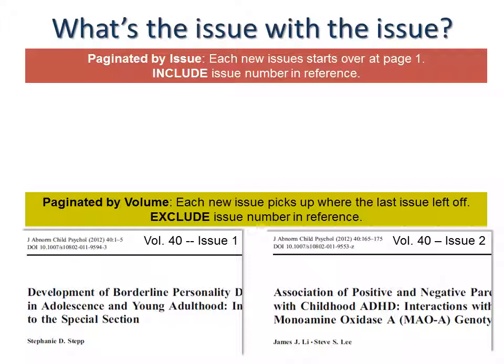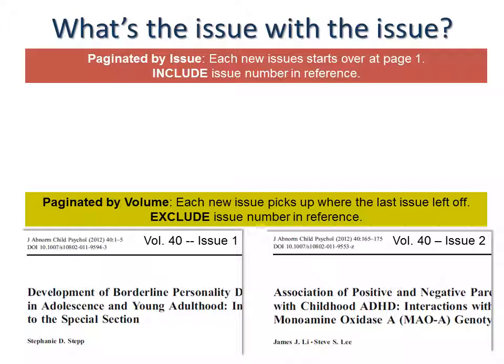All right. Now, you may have heard about this issue with the issue for journal articles. Each volume has with it a certain number of issues. So, for example, if a volume is published 4 times a year, there'll be volume 40, issue 1 through 4. For some older journals, each new issue started over at page 1. So we would have volume 1, issue 1, starting at page 1, volume 1, issue 2 a couple months later, also starting again at page 1.